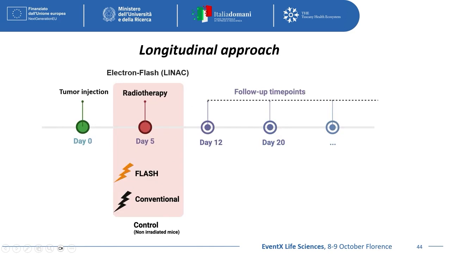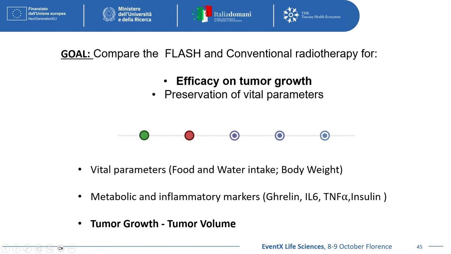We then follow a longitudinal approach. So we are interested in irradiating the tumor at day 5, very early. We do different groups of animals using the different modalities: FLASH, conventional, and then we obviously have a group of animals that are non-irradiated. And then we follow them every week, measuring different parameters, with the main goal of comparing the efficacy of FLASH and conventional therapy. One of the topics that I'm going to talk about today is the control that it has on tumor growth. So if it's able to reduce tumor growth or not, and if there's actually a difference between the different modalities.